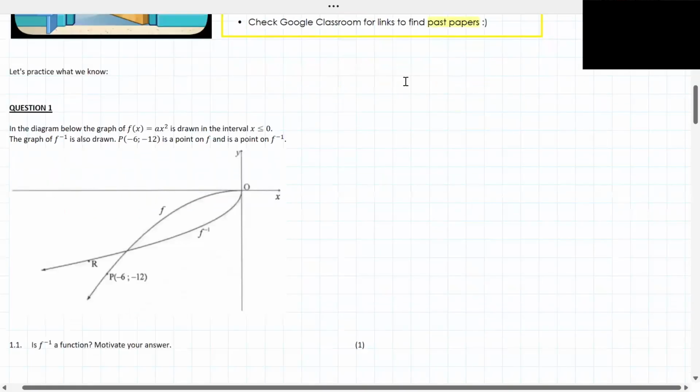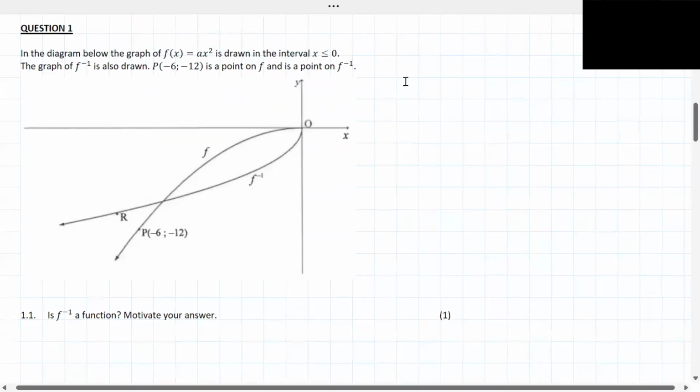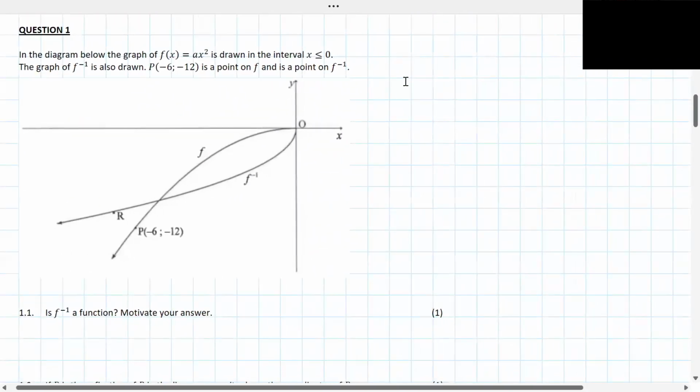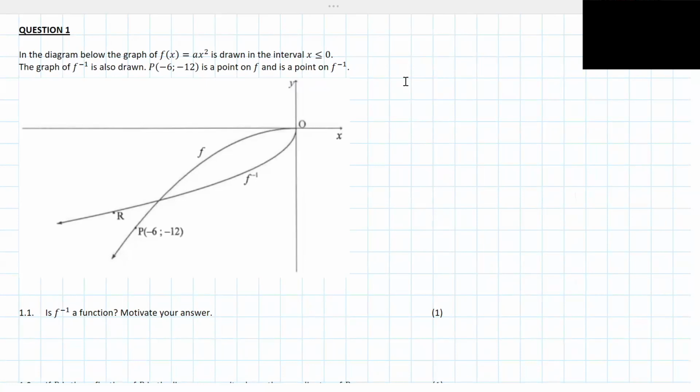A look at our very first question here. Like I said, these are all past paper questions. If you go and have a look at past papers, you'll find them. But it is important to actually know how they're going to be examined.